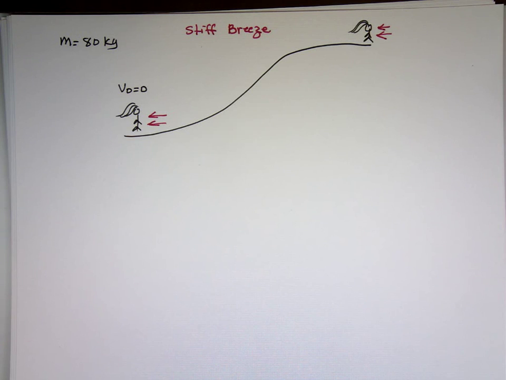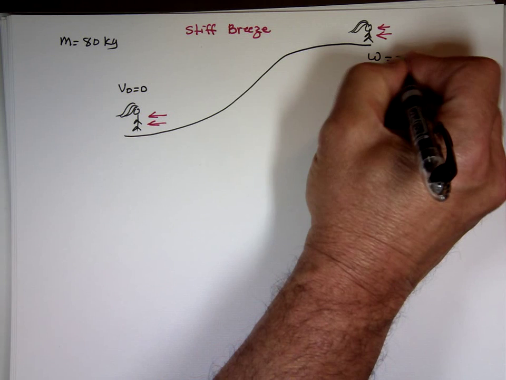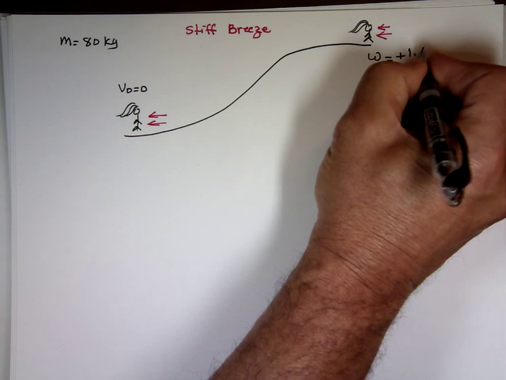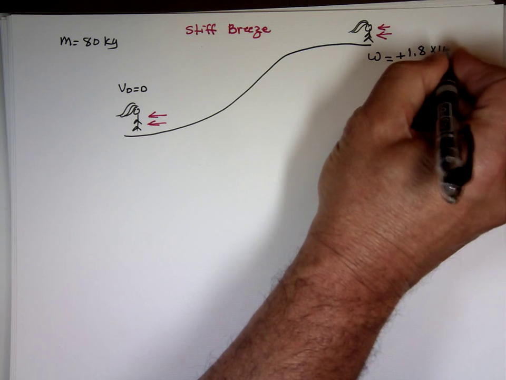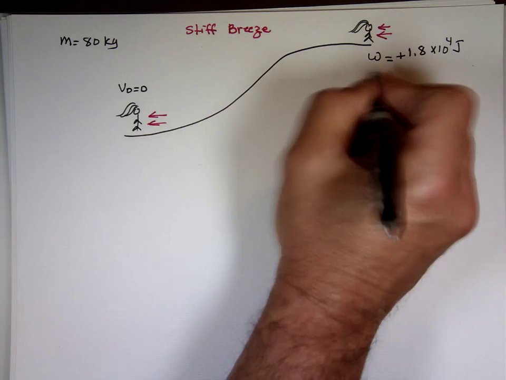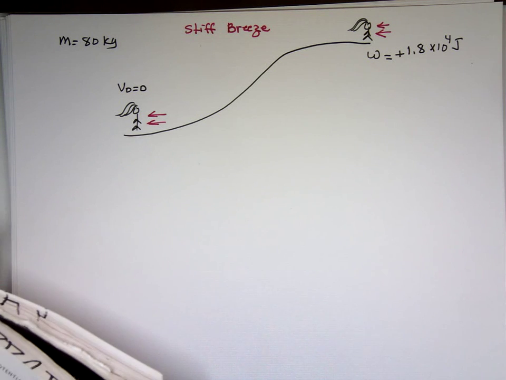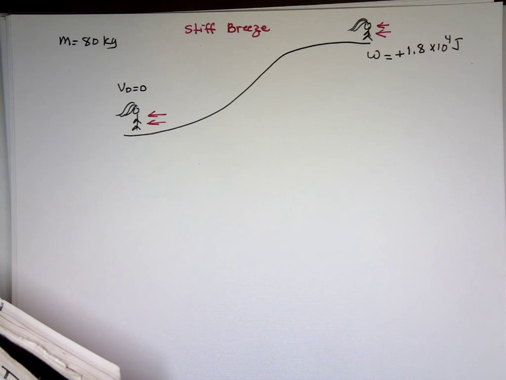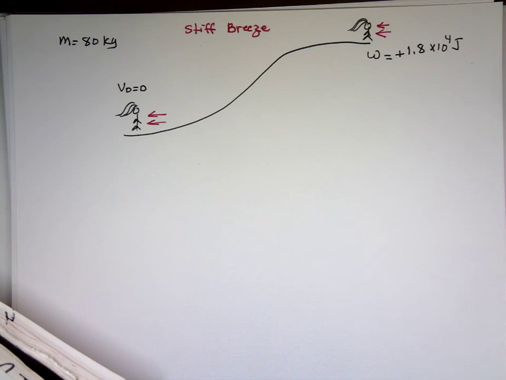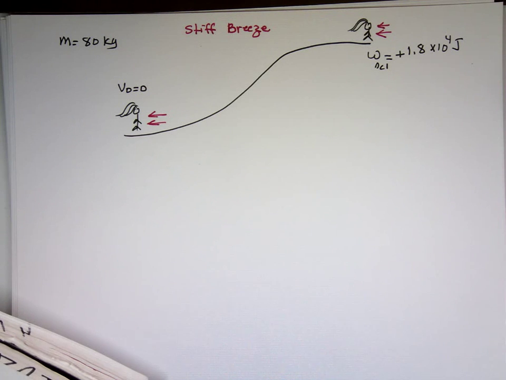At the top of the hill, the jogger has done the work. The work here is equal to, that's what the jogger did, plus had to do extra work, 1.8 times 10 to the 4th joule. The wind, this is the jogger, so how do we label that? What should we label that? The work done at the top of the hill, the jogger has done the work. We'll call NC1, non-conservative one, of plus, because of the wind.